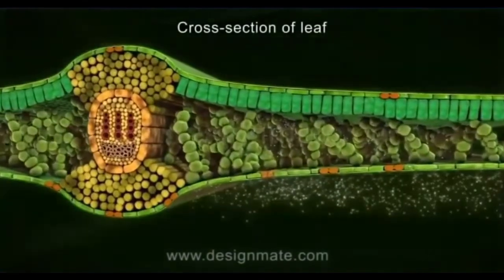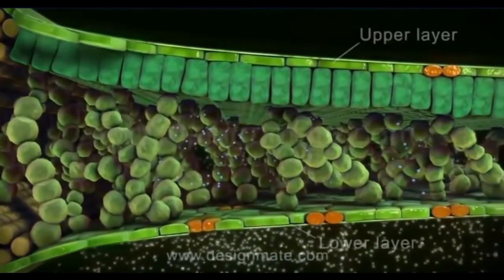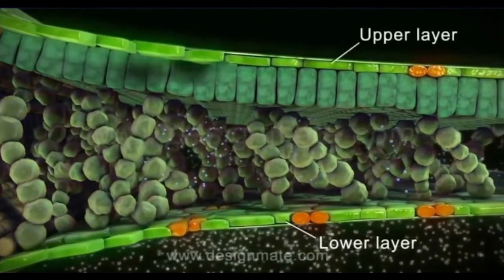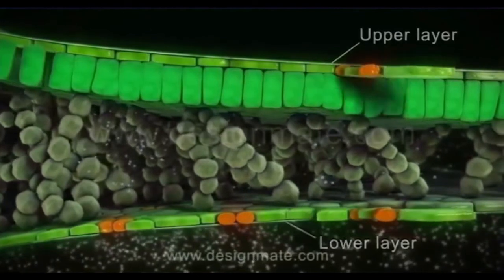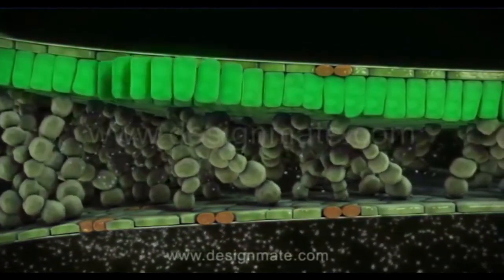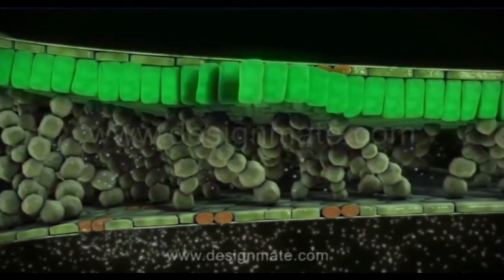A cross section of the leaf shows the upper and lower layers of cells, which are flat and irregular. Below the upper layer is the layer of tightly packed cells.